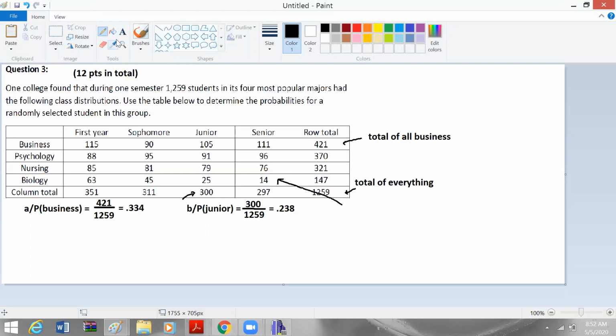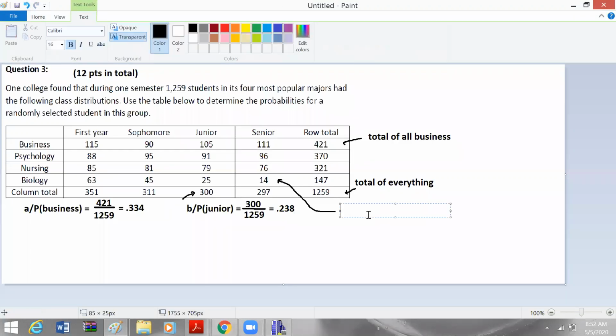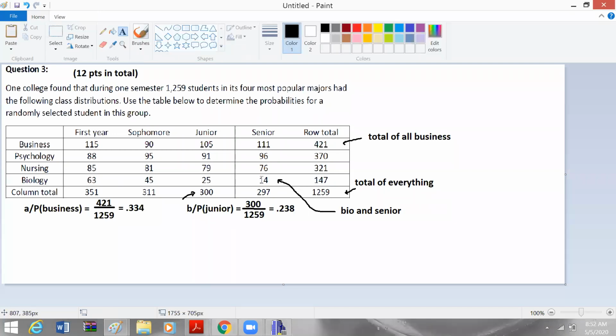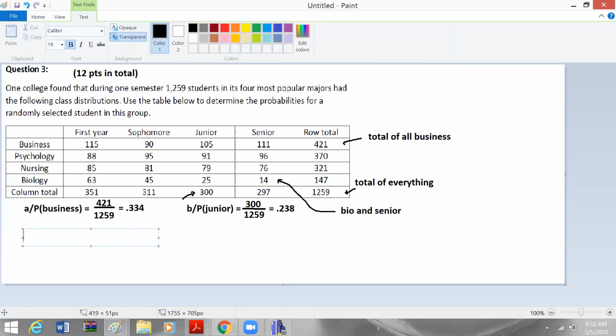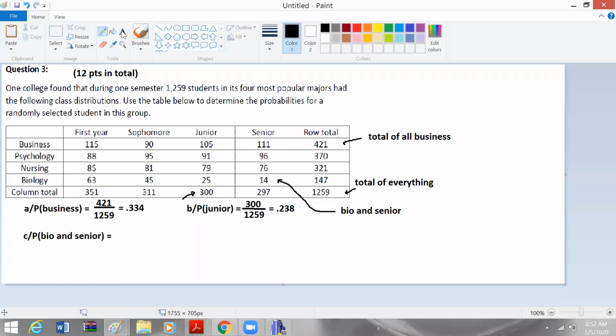This is the bio senior. I think I need to write it differently. So this is the bio senior. All right. So the bio senior, bio and senior. So again, when we come to the end, we need to take the intersection between the biologies and seniors that we got, 14. And the question for part C is going to ask for the probability of the bio and senior. So this will be equal to 14 over 1259, right?